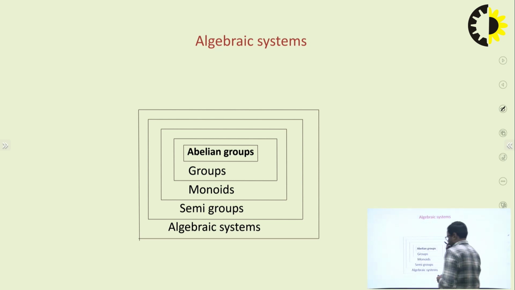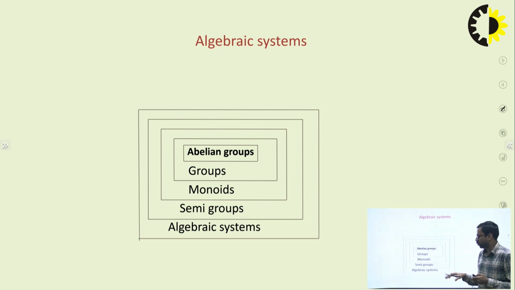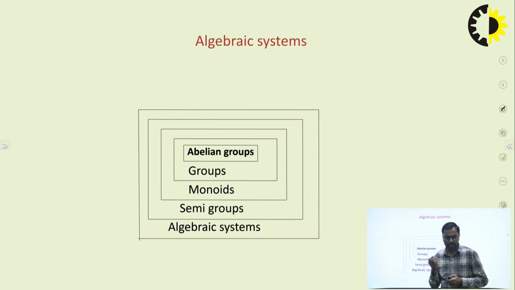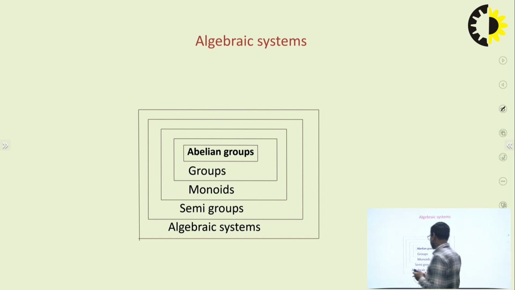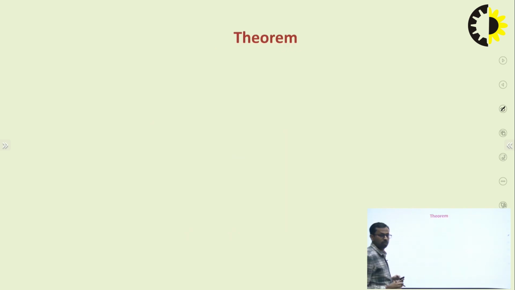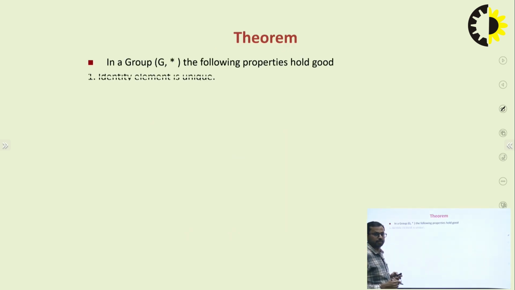Till this slide we have considered abelian group, group, monoid, semigroup and algebraic system. All these structures are considered algebraic systems. An abelian group contains the features of the group and one other property, that is the commutative law. A group contains the 4 features that we already discussed in the previous slides. Monoid and semigroup we have also discussed.